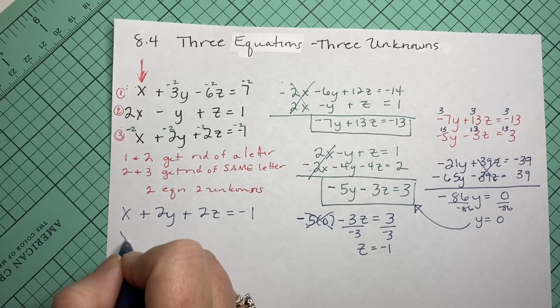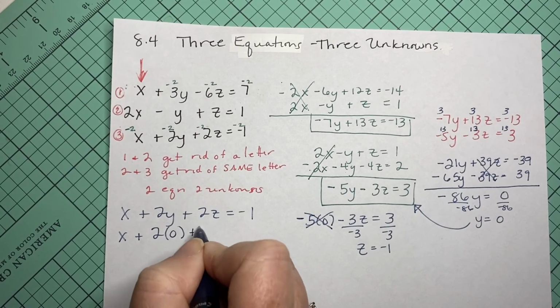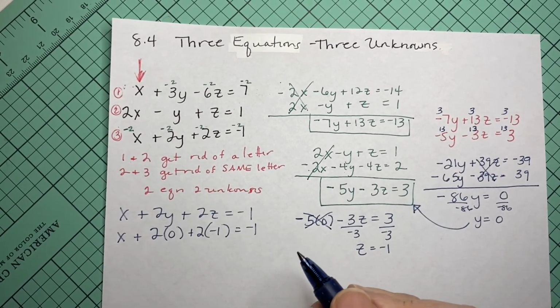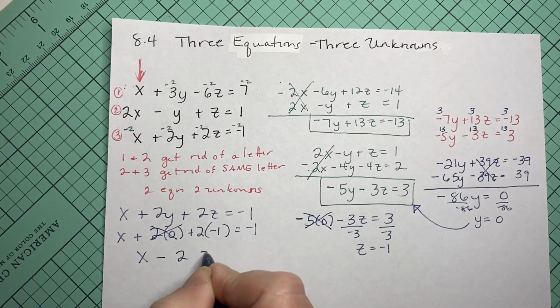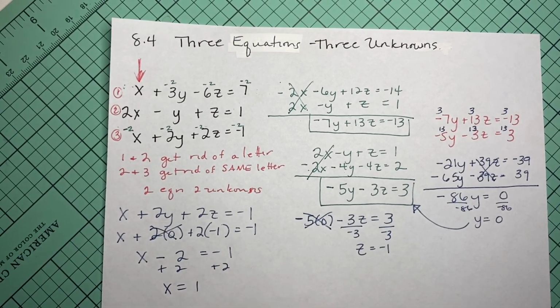And so I don't know x, but I know that y is 0. And then I have a 2 times z, which is negative 1, equals negative 1. So 2 times 0 is 0. So I just get an x minus 2 equals negative 1. And then add 2, x equals 1.